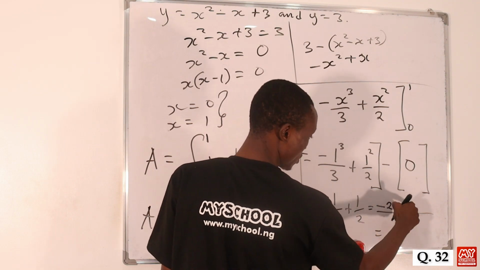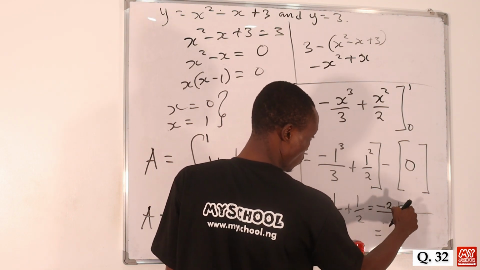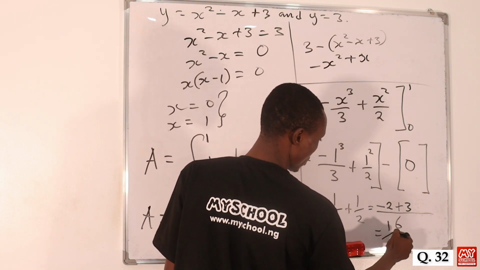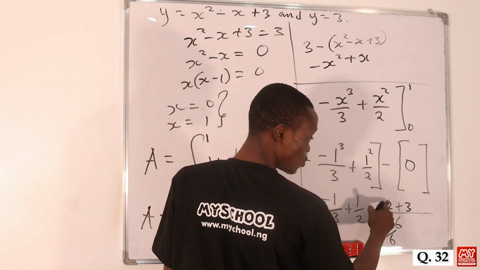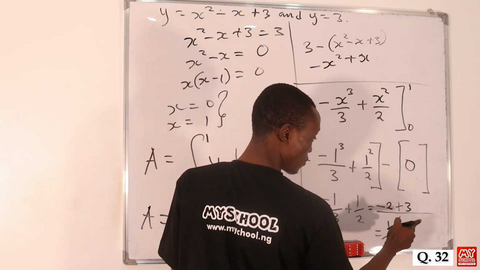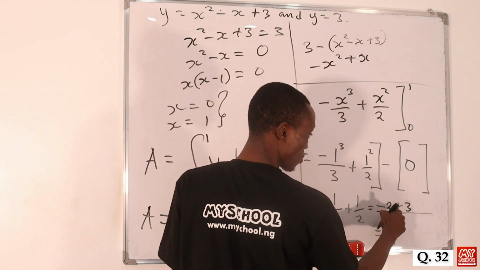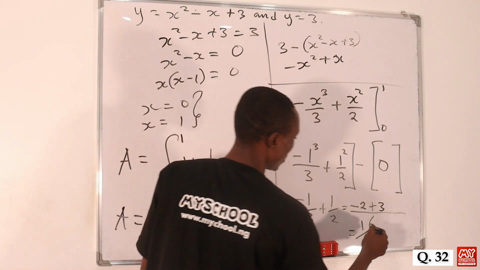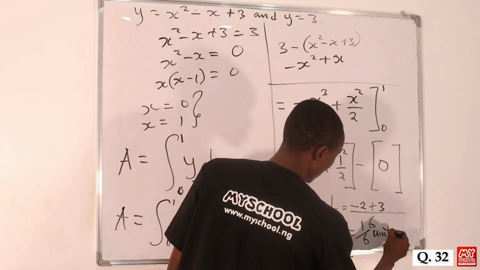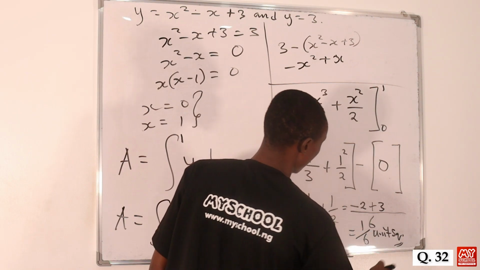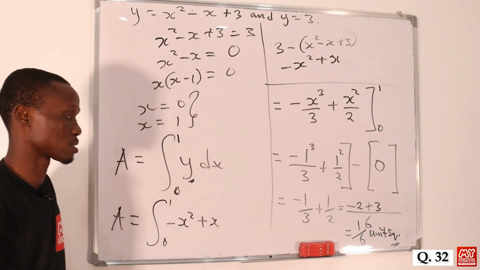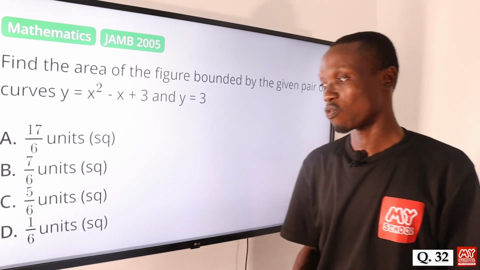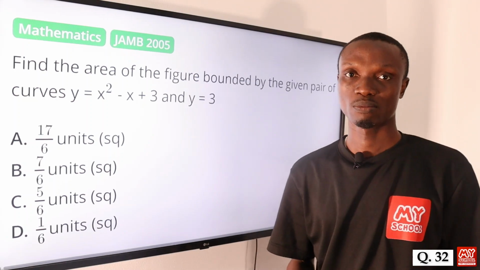Okay, so if we add the numerator, which is minus 2 plus 3, we are going to be having 1, then all over the denominator, 6, and this will be square units. Okay, so let's move over to the screen to pick the correct answer to this question. Okay, and that is option D, 1 over 6 units squared.